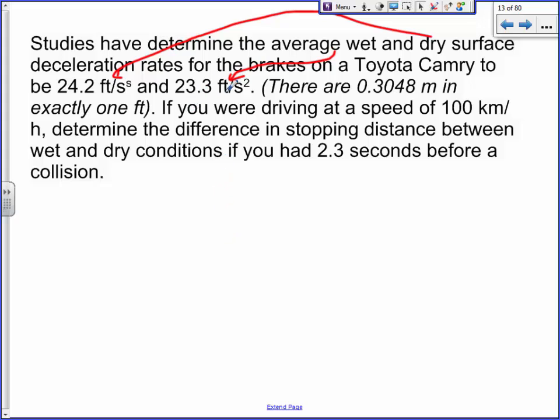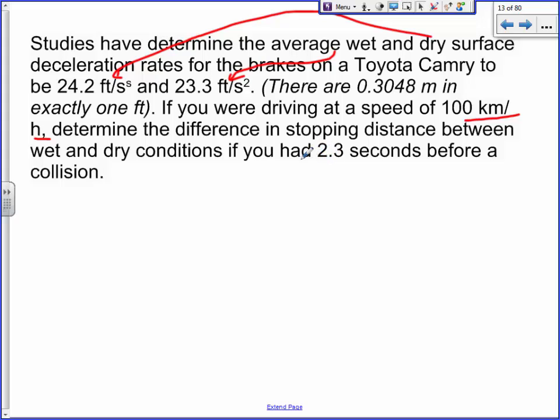We're gonna have to convert feet per second. Hence the next phrasing here: there are 0.3048 meters in 1 foot. Here's another thing though. I give you more information in kilometers per hour. Also not the right type of units. We want to figure out the difference in stopping distance between the two conditions if you had 2.3 seconds in a collision.